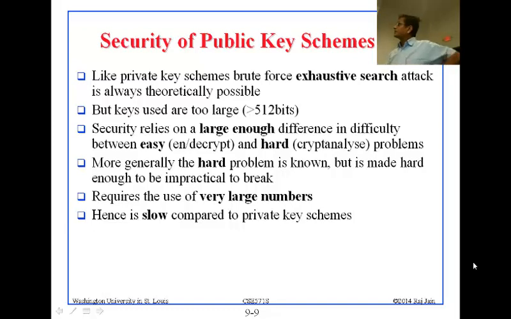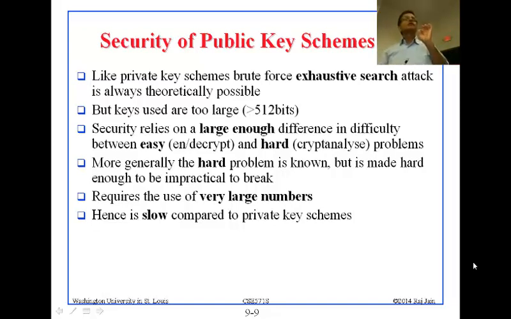But keys are too large. And then security relies on a large enough difference in difficulty. So security is basically that you cannot do it the other way around, brute force. The hard problem is known, but is made hard enough to be impractical to break. So basically we know the algorithm, we know everything, but we can't do the other way around. And it requires a very large number. It's very slow.